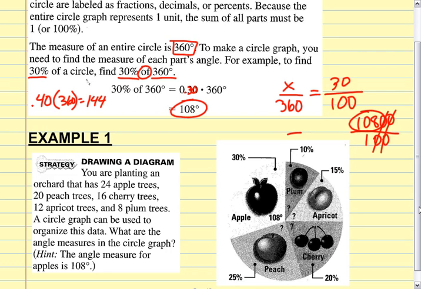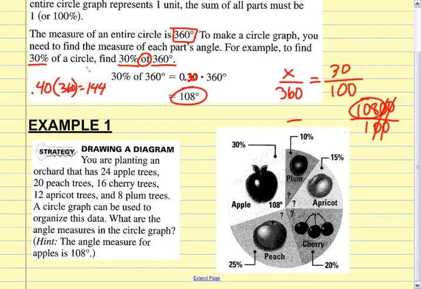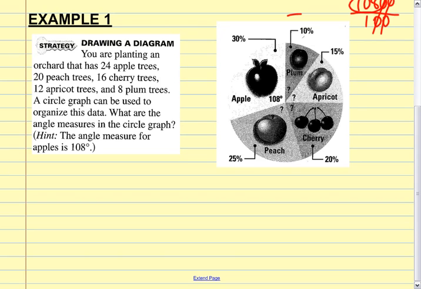Okay? Now, I'm not going to get rid of all this writing. It looks like we know something. Let me scoot down here. Now, example number 1 says, drawing a diagram. You are planting an orchard that has 24 apple trees, 20 peach trees, 16 cherry trees, 12 apricot trees, and 8 plum trees. Nice. Now you're planting orchards. Good job.